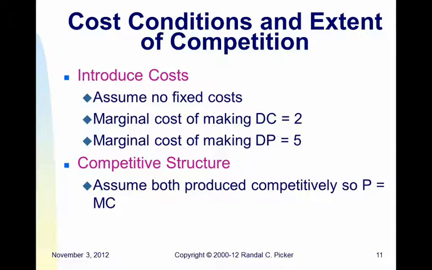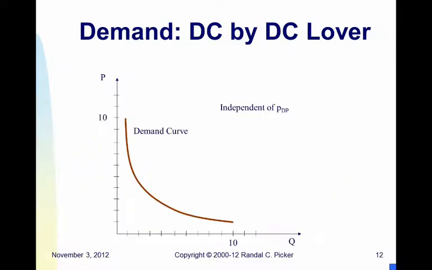So here's my situation. I'm going to start with a situation where I'm going to assume that I've got marginal costs for making Diet Coke and Diet Pepsi. And the marginal cost of making Diet Coke is 2, and of Diet Pepsi is 5. And I'm going to assume that these are competitively priced products. So that the price of Diet Coke is 2, and the price of Diet Pepsi is 5. Okay. Well, if that's the circumstance, what am I going to see then?